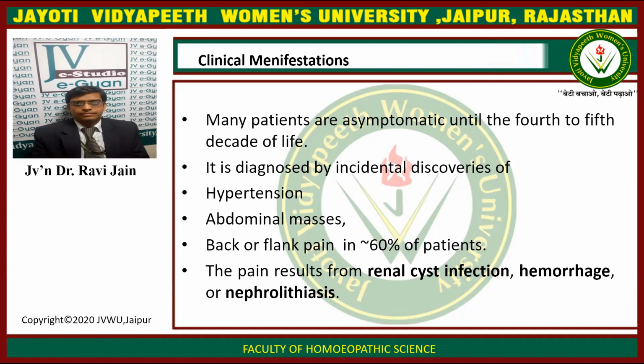Accidental discoveries occur in cases of hypertension. In hypertension, we always advise getting a renal scan or ultrasonography, especially for any abnormality in the kidneys. Abdominal masses: there are some abdominal masses for which you have done certain investigations, and you find out that the patient has polycystic kidney disease. The patient has back or flank pain, so the patient comes to you and you advise ultrasonography, and you suddenly find out that this is a patient of polycystic kidney disease.